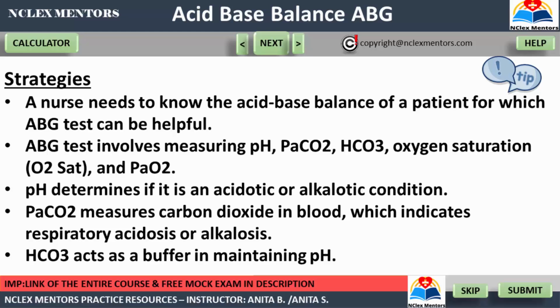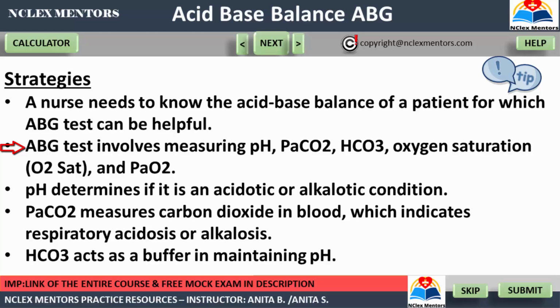Before we dive into the practice session, let's see some important points regarding acid and base balance. Understanding these points is very essential to ace acid-base balance questions for your NCLEX RN examination. Arterial blood gas tests are crucial for assessing a patient's acid-base balance. They provide detailed information about the patient's respiratory status and metabolic function, which are vital for making informed clinical decisions.